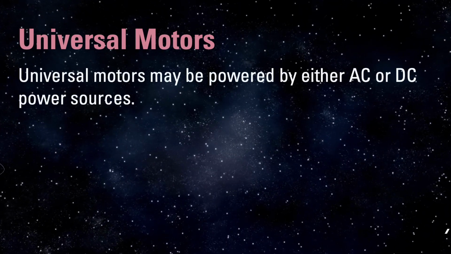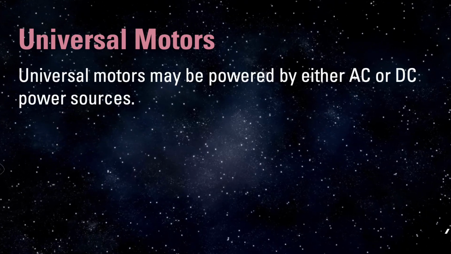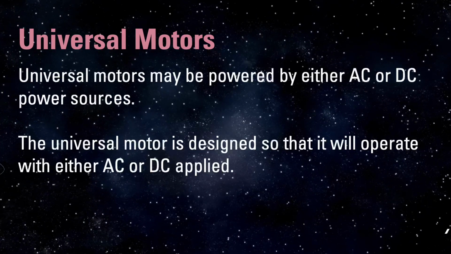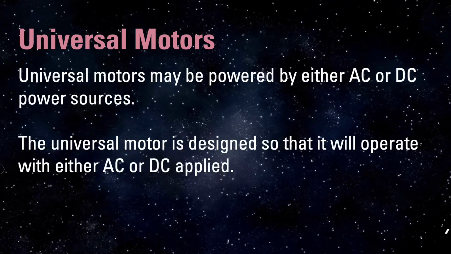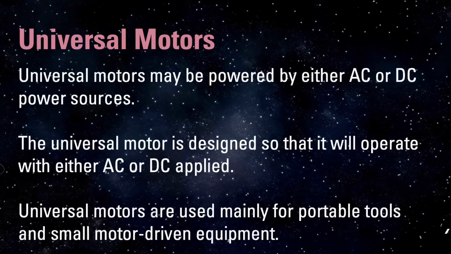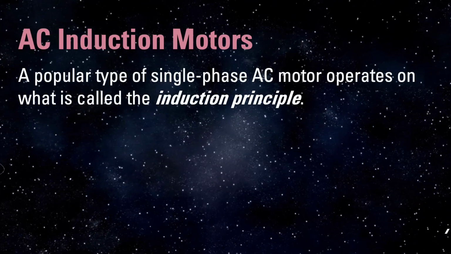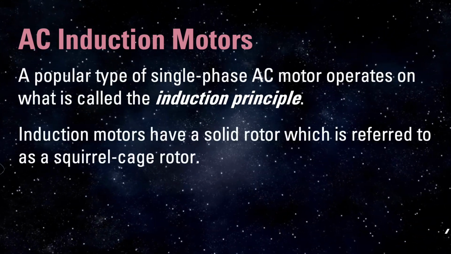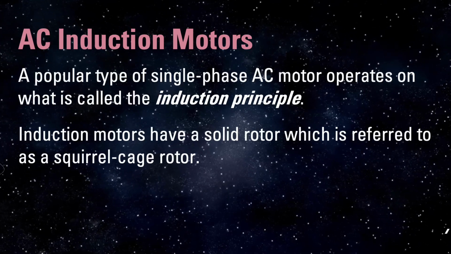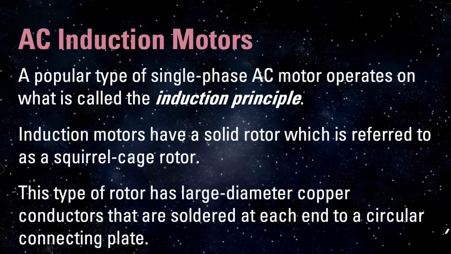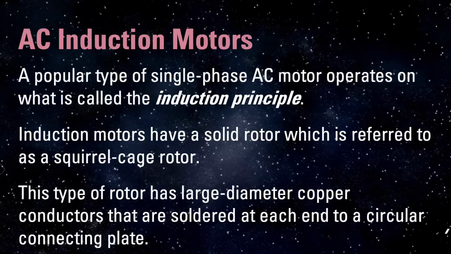Universal motors. Universal motors may be powered by either AC or DC power sources. The universal motor is designed so that it will operate with either AC or DC applied. Universal motors are used mainly for portable tools and small motor-driven equipment. AC induction motors. A popular type of single-phase AC motor operates on what is called the induction principle. Induction motors have a solid rotor, which is referred to as a squirrel cage rotor. This type of rotor has large diameter copper conductors that are soldered at each end to a connecting plate.